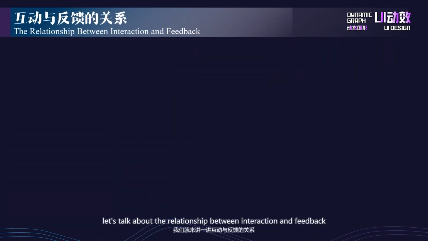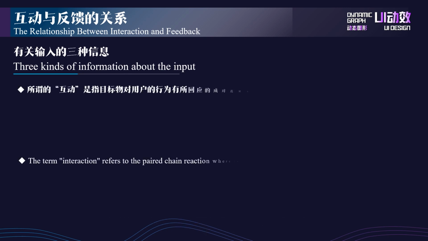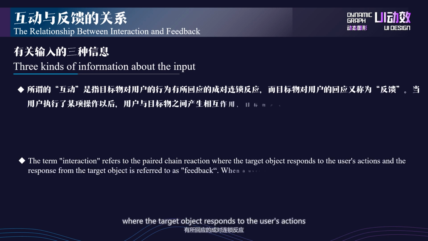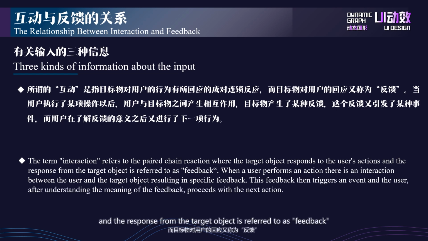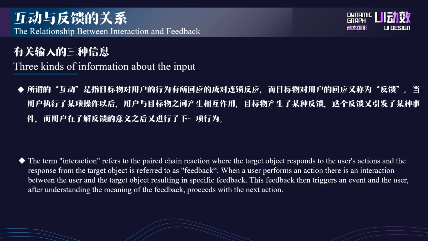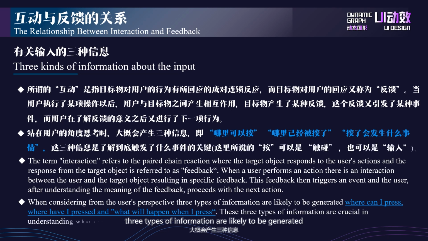Next, let's talk about the relationship between interaction and feedback. The term interaction refers to the paired chain reaction where the target object responds to the user's actions, and the response from the target object is referred to as feedback. When a user performs an action, there is an interaction between the user and the target object, resulting in specific feedback. This feedback then triggers an event, and the user, after understanding the meaning of the feedback, proceeds with the next action. When considering from the user's perspective, 3 types of information are likely to be generated.